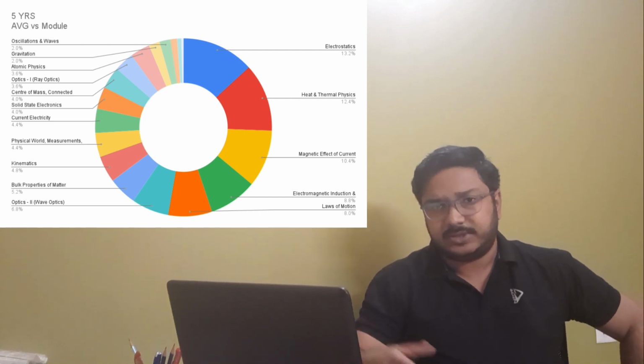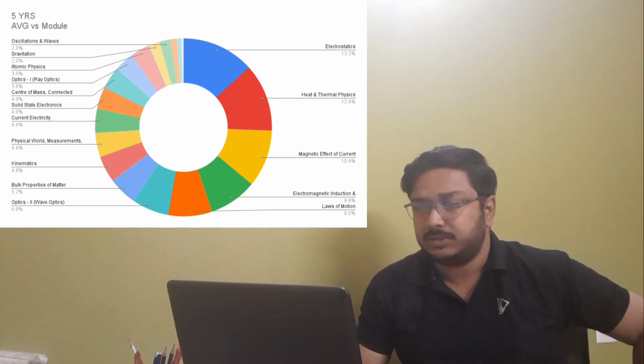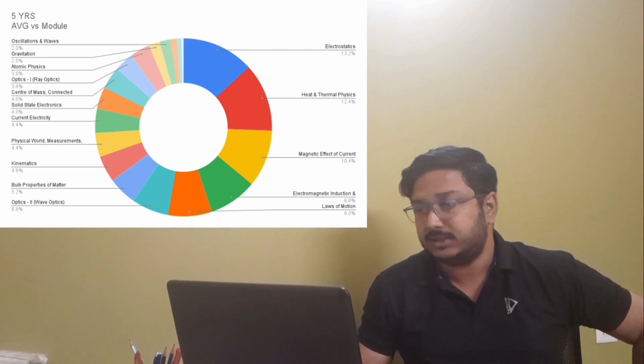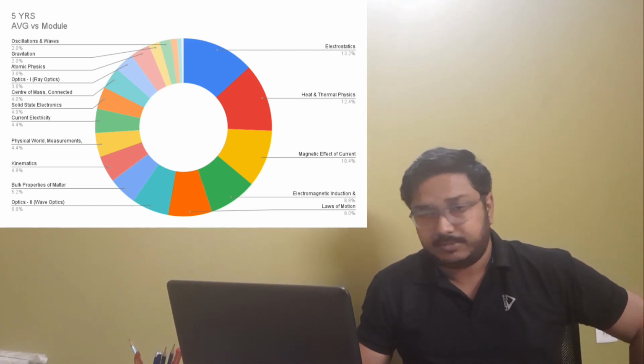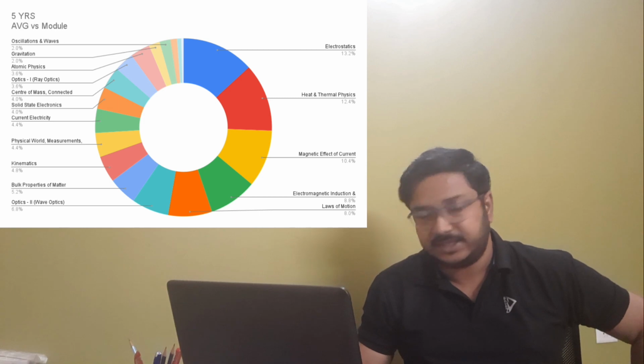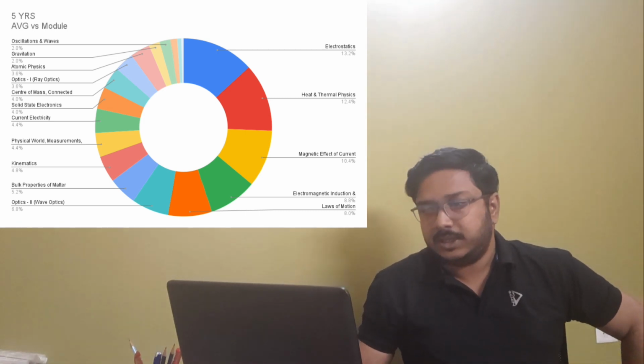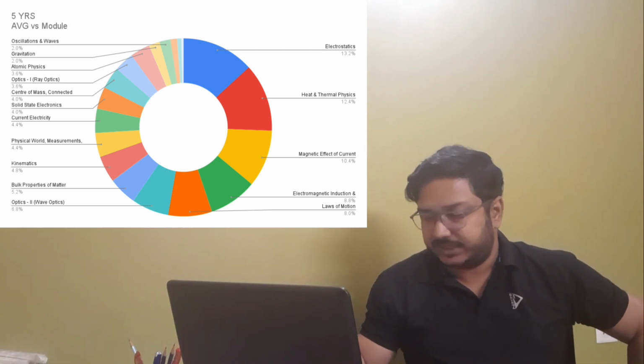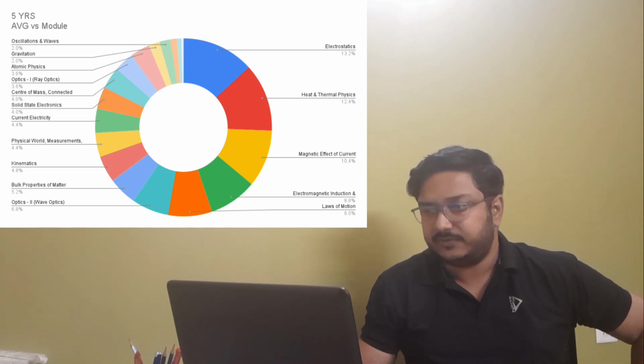So as you can see on the screen, this gives you the module number as I have divided in the breakdown structure of the syllabus, the module name, and what is the average percentage of marks if we consider the 5 years average. So that is given on your screen right now. You can check it. The PDF will also be attached in the description.